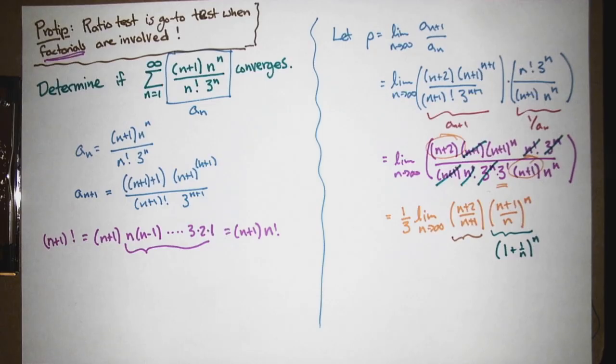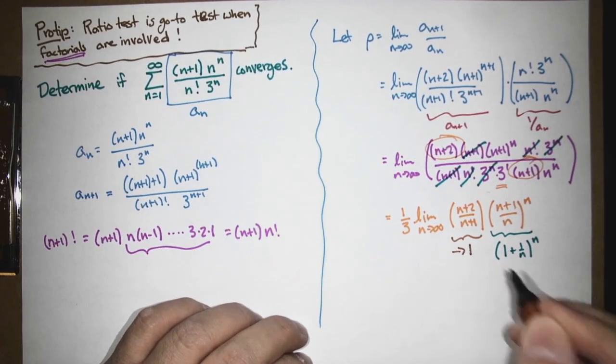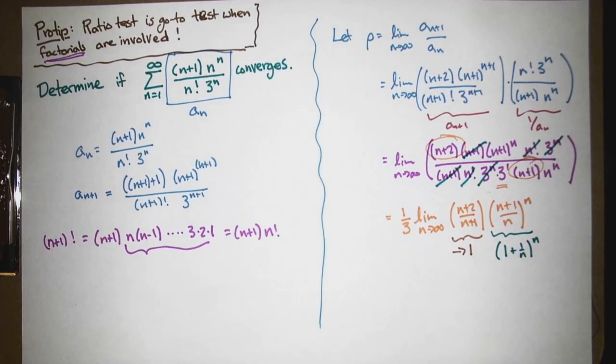Goes to 1. Why? Well, there's a couple ways to argue it. One simple way is, oh, it's polynomial over polynomial. Look at the leading terms. Leading terms dominate. So it's really like n over n. So that becomes 1.